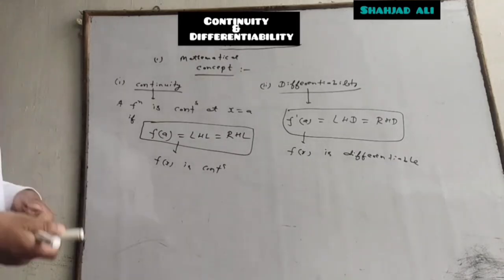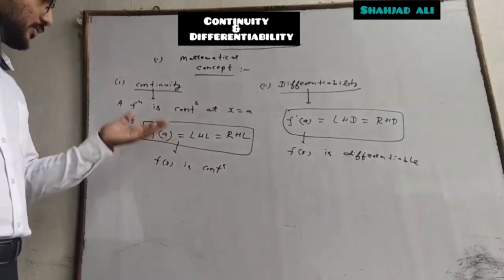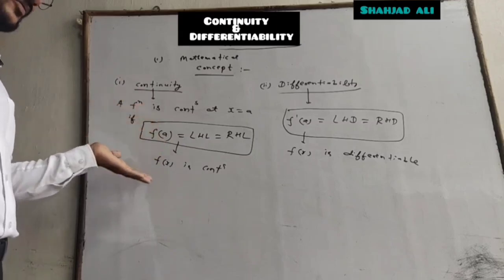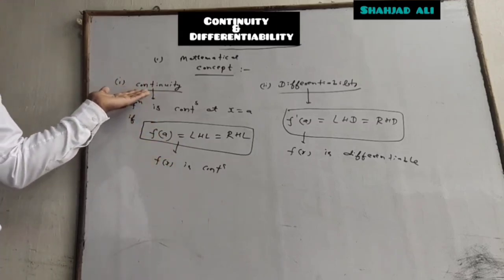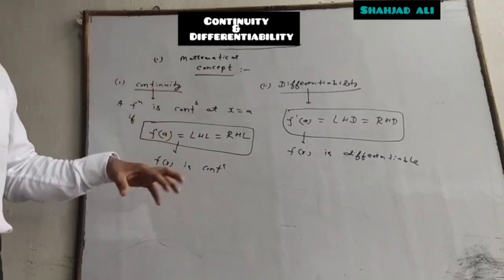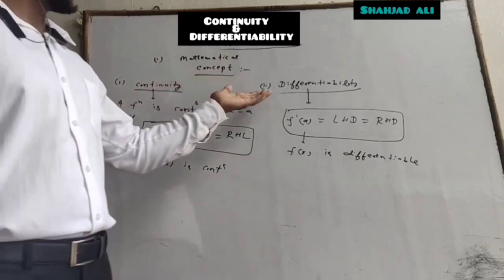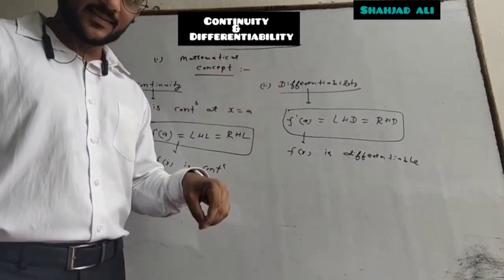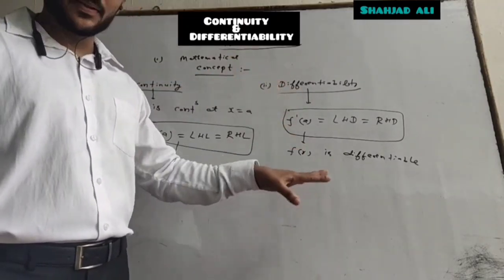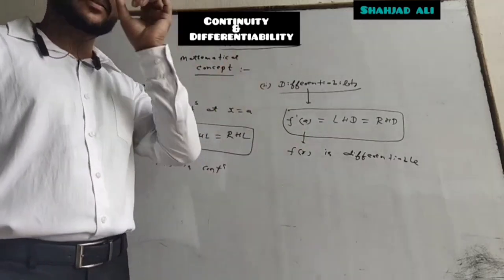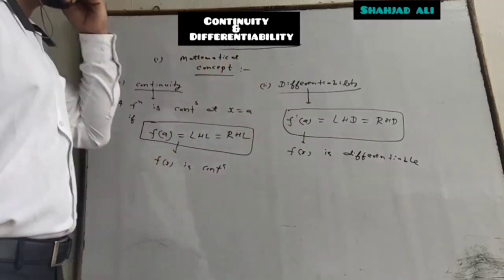Of course, from the graph point of view, I've already told you, if your marker or pen is lifted up while drawing the graph, that will be a discontinuous function, and if it is not lifted up, it is a continuous function. For differentiability, if there are sharp edges, at those sharp edges the function will be non-differentiable, and if there is a smooth curve without sharp edges, that will be a perfectly differentiable function.